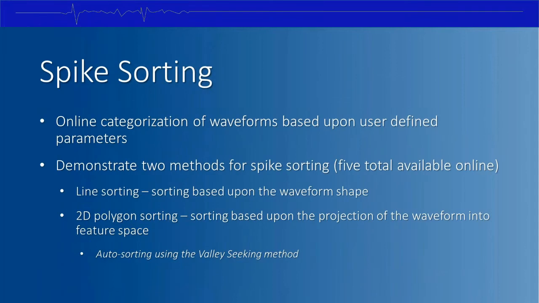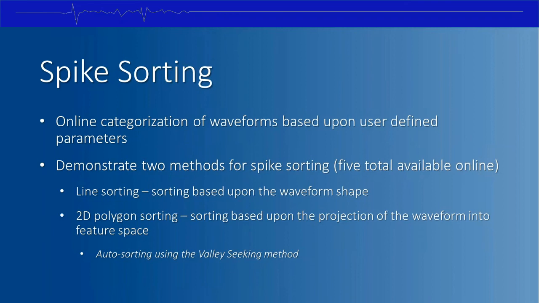Next, we'll talk about spike sorting. This is the last topic. Spike sorting is the classification of waveforms. It's possible to do this online with OmniPlex. Online spike sorting is optional. It's always possible to do all spike sorting offline in Offline Sorter, or even change the online sorting done online in Offline Sorter.